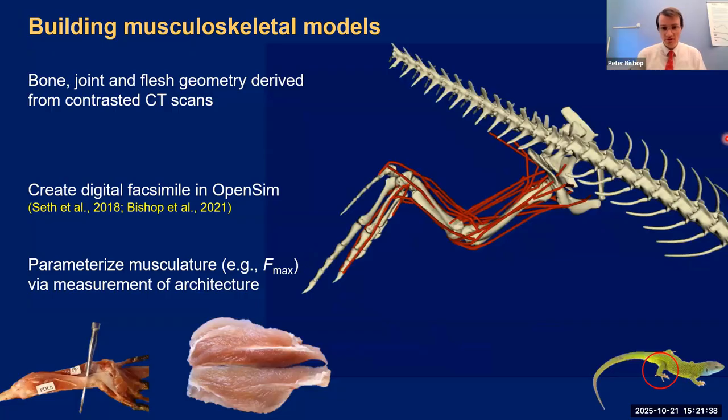We also need to parameterize our models. For instance, we need to assign the maximum contractile force, or the maximum strength, of each muscle. And we can do that by estimating these parameters from the internal architecture of the muscles that we can study from dissections of fresh material.